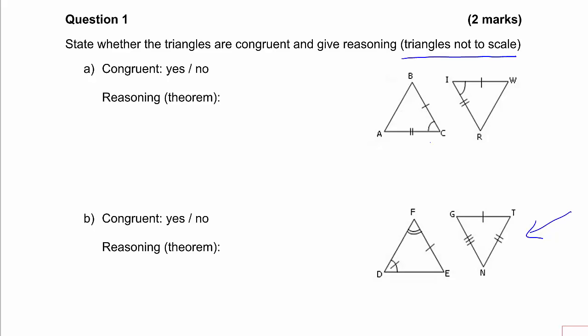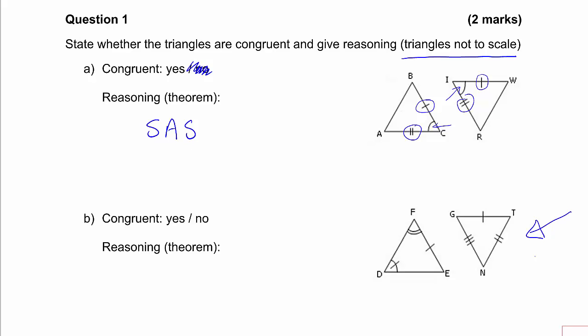So, looking at part A, we can see that this side and this side are equal. This side and this side are equal. And the angles are marked in the same way, so they would be equal as well. So we've got two sides and the angle between them. And that means that those are congruent. And the reasoning would be SAS, side, angle, side.